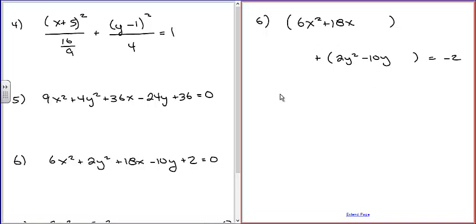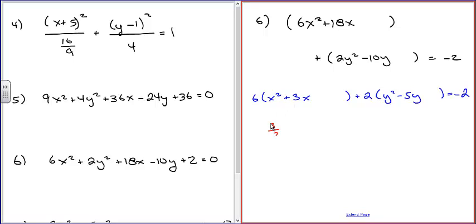Okay, so the first one is we're going to factor out 6. So we divide 18 by 6, which is 3. Here we're going to factor out 2. So we get y squared minus 5y. So we divide this by 2 and this by 2. Leave some space. Keep -2 on the right-hand side.